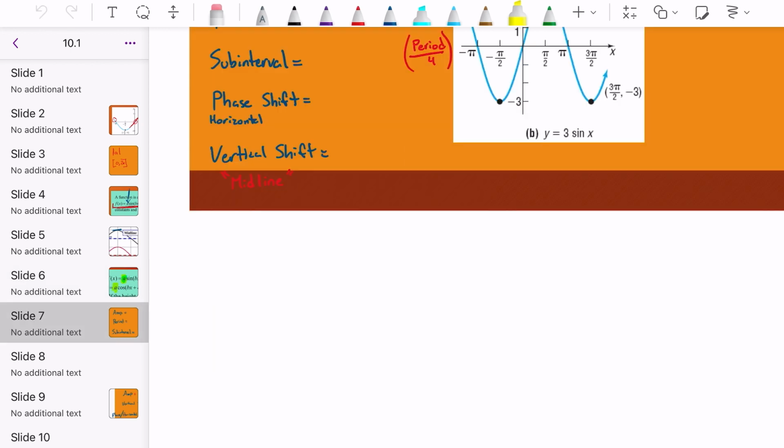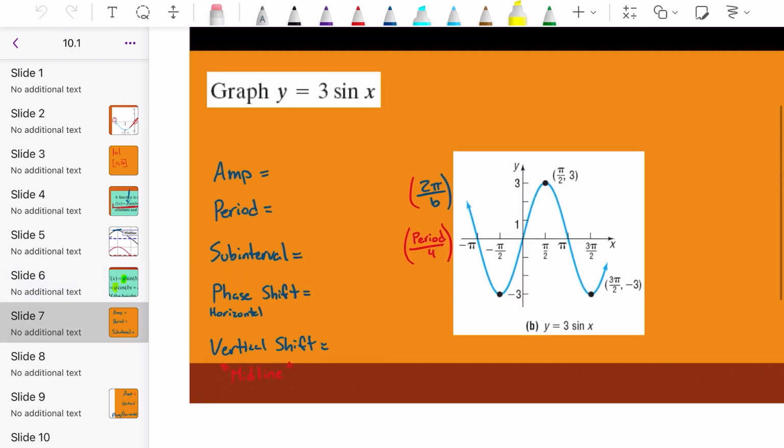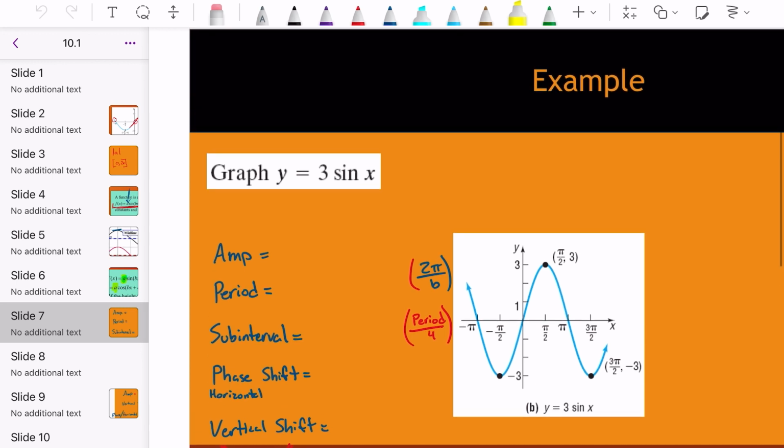Let's try a sample problem. So here we have the graph of y is equal to 3 sine x. Now the one thing to keep in mind with this problem is that it will always start at the midline. And that is always something to keep in mind. It will always start at the midline.